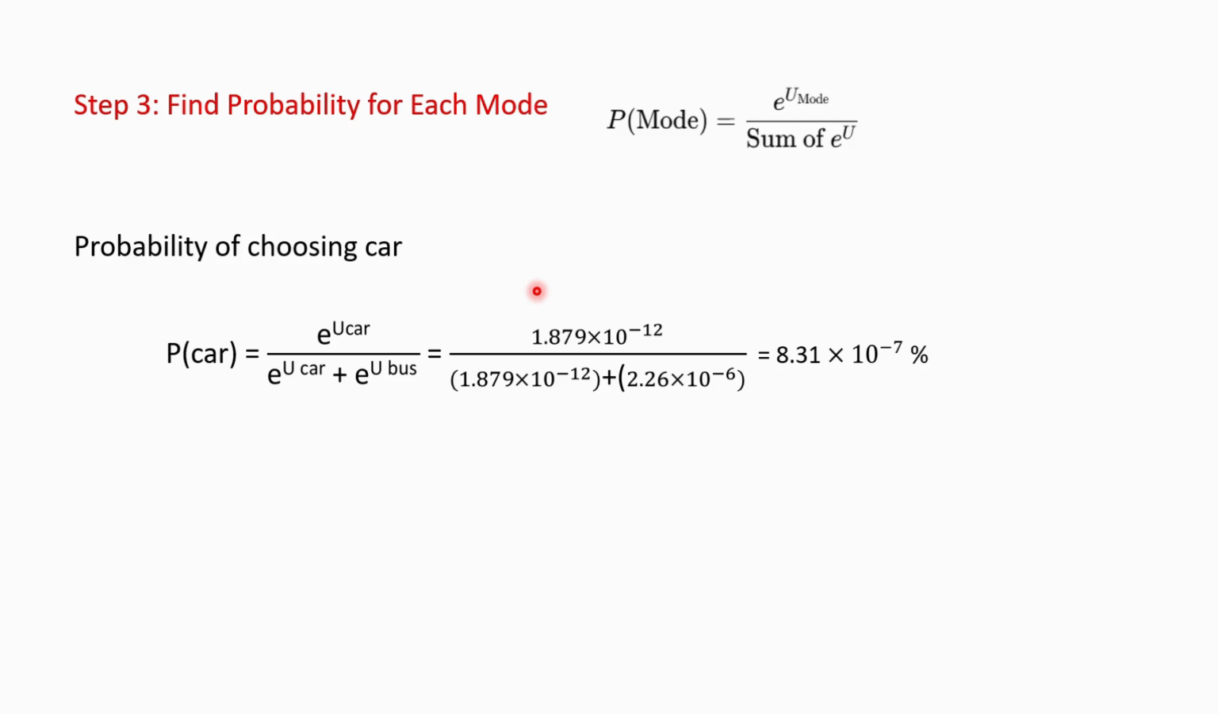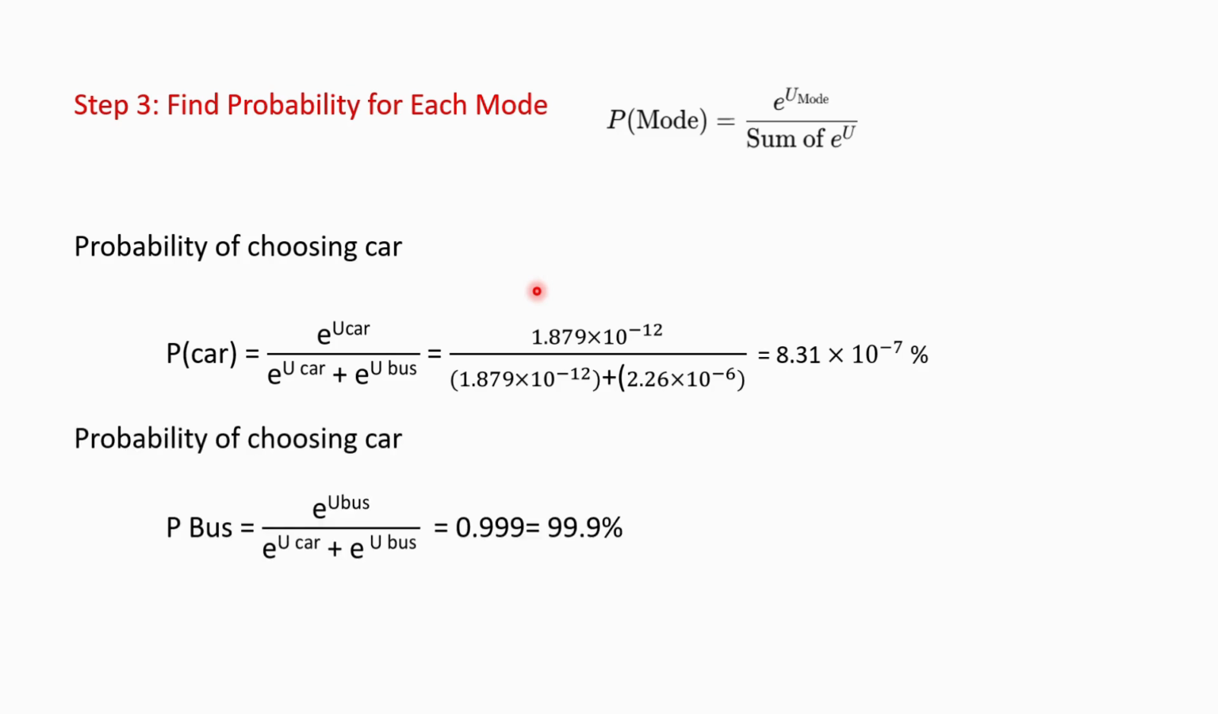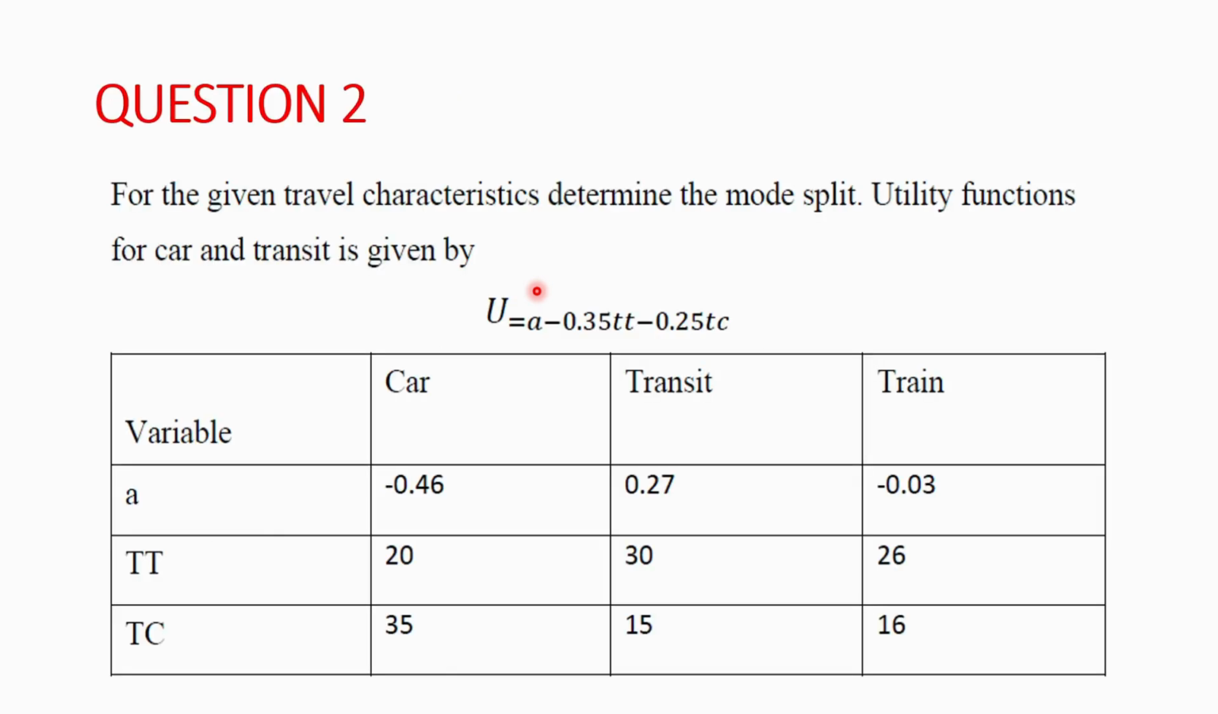Okay, so the probability of car is very small. It's 8.31 into 10 raised to minus 7 percent. Now coming to the probability of choosing bus, you get 0.99, which is 99.9%. So this shows that the probability of choosing bus is much greater than the probability of choosing car. Shall we move to the next problem?